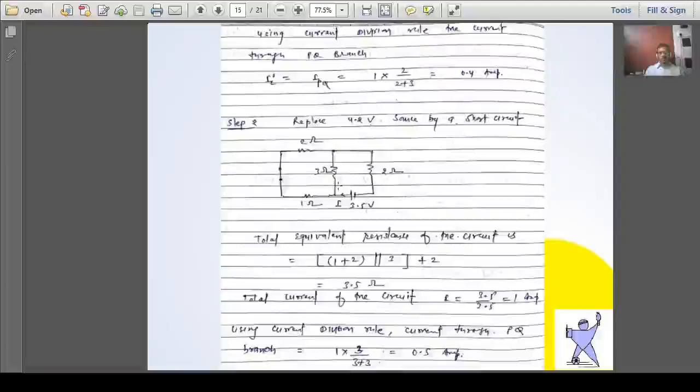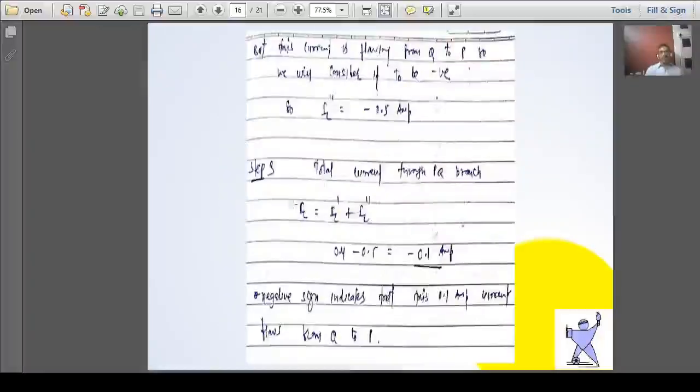But see, the direction of the current is from bottom to top for this particular arrangement of the resistor, while in the previous case, when the 4.2 volt source was acting, the direction of the current flowing in the 3 ohm resistor was from top to bottom. This means the directions of current are opposite to each other for both sources. So the net current will be 0.4 minus 0.5, since I have reversed the direction of the current for the second source. So the answer is minus 0.1 ampere.